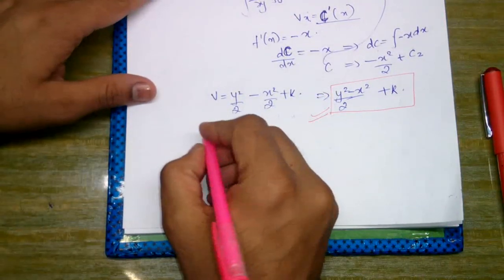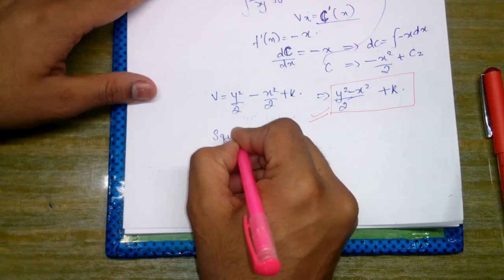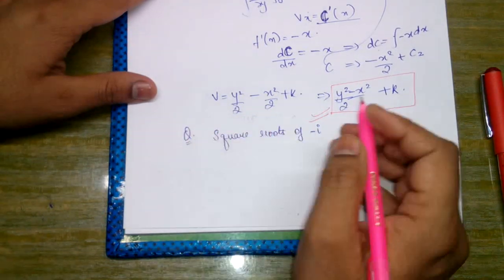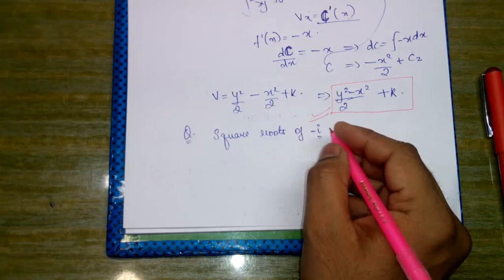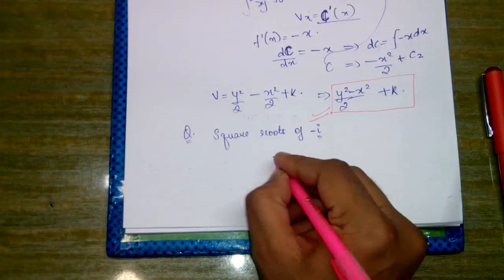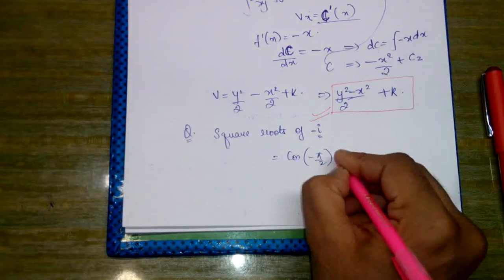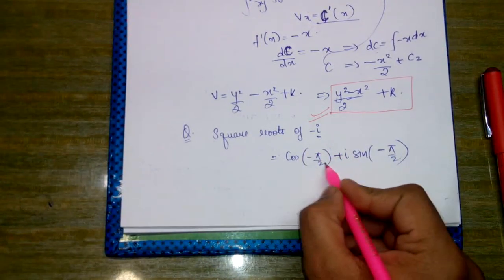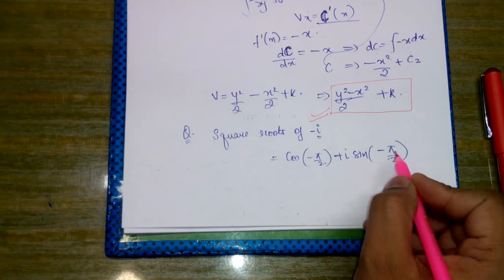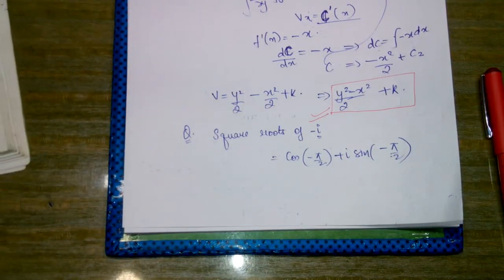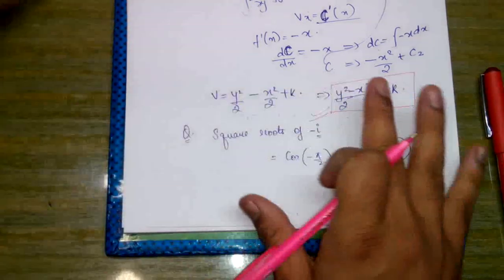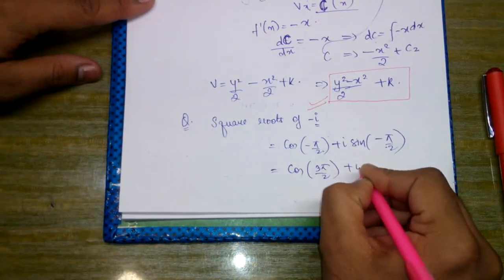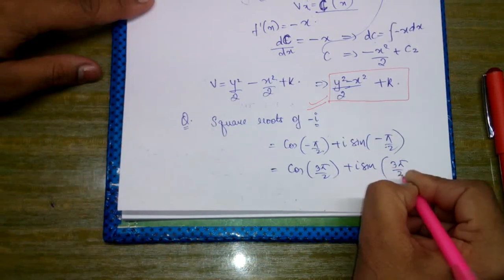Now we will do one more important question, and we have been asked, what are the square roots of minus i? What are the square roots of minus i? Now minus i can be simply written in the form of a complex number, that is cos of minus pi by 2 plus i sine minus pi by 2, because cos 90 is 0 and sine of minus 90 is minus sine 90, and this would simply be minus 1. Now since we have to find out the square root, or this can also be written as cos of 3 pi by 2 plus i sine 3 pi by 2.